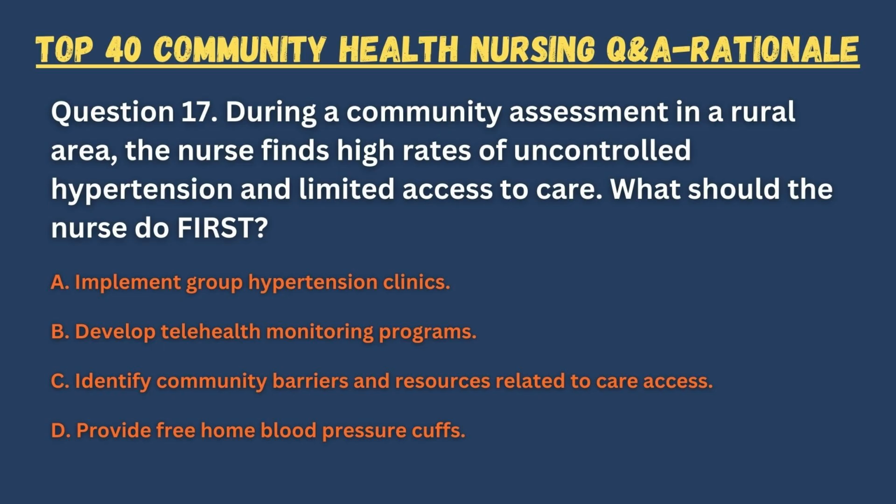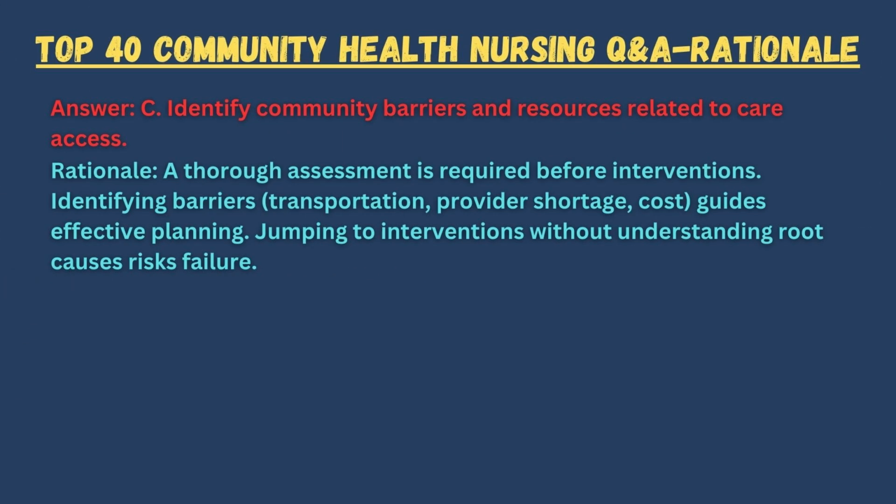D. Provide free home blood pressure cuffs. Answer: C. Identify community barriers and resources related to care access. Rationale: a thorough assessment is required before interventions. Identifying barriers, transportation, provider shortage, cost, guides effective planning. Jumping to interventions without understanding root causes risks failure.